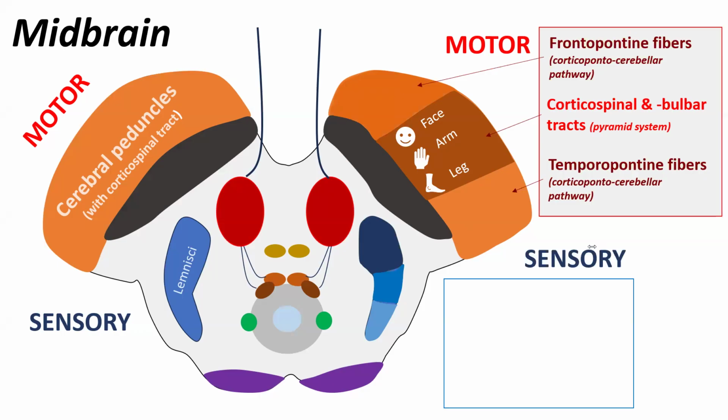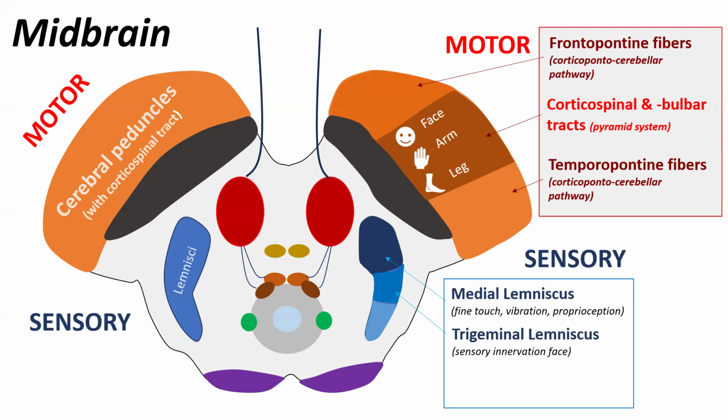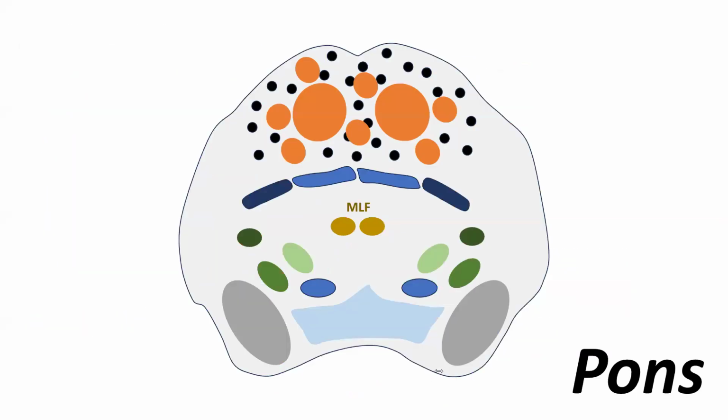When it comes to sensory information, we find the lemnisci, so basically a combination of various sensory pathways, and the midbrain tegmentum. We have the medial lemniscus containing fine touch, vibration, and proprioception information. We have the trigeminal lemniscus carrying sensory information from the face. And finally, the spinal lemniscus, which is basically another word for the spinothalamic tract, carrying information about crude touch, temperature, and pain from the body to the cerebral cortex. At the level of the pons, the corticospinal tract is also, of course, located in the basis.